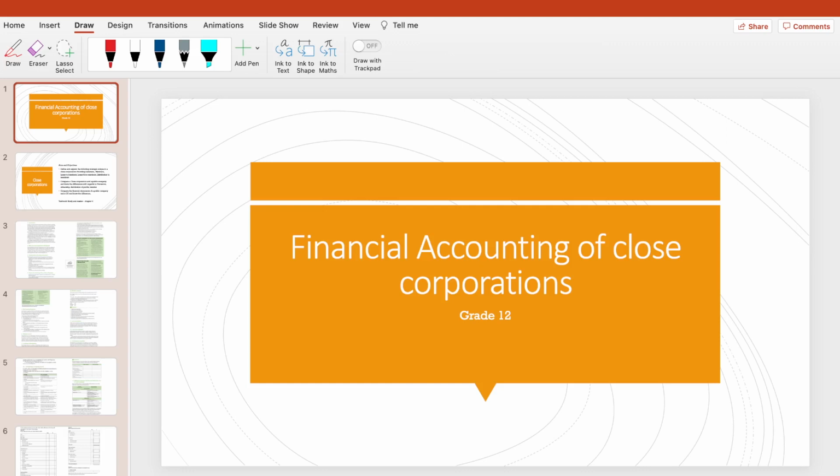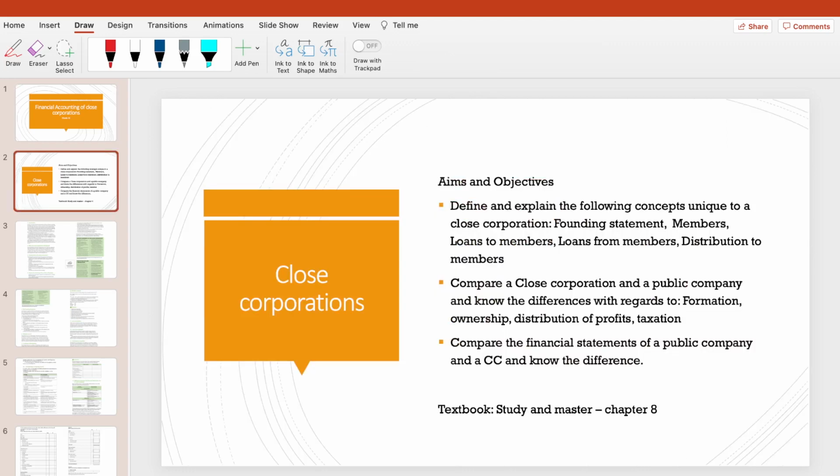Now, the aims and objectives is that you will be able at the end of this lesson to define and explain the unique concepts regarding a closed corporation: the founding statement, the members, loans to the members, loans from the members, as well as the distribution to the members.